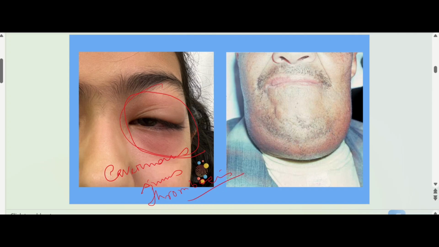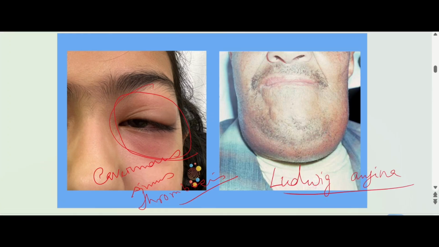Next is a picture of Ludwig angina. So this is a picture of Ludwig angina. It is a rapidly progressive polymicrobial cellulitis of sublingual and submandibular space.